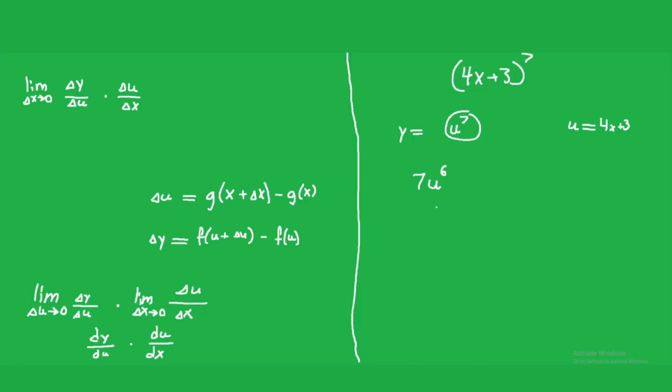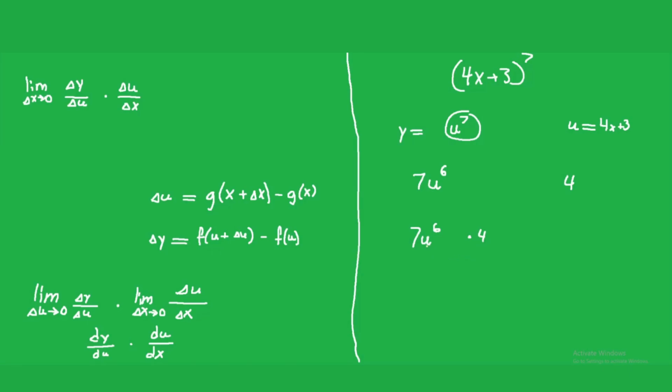And then over here, I want to find du over dx. So in this case, I'm just going to use power rule again, and then a constant. The derivative of a constant is 0, using the sum rule. Employing a couple things here. This is just going to be 4. Okay, so we have these two things here. We have 7u to the 6th power times 4.